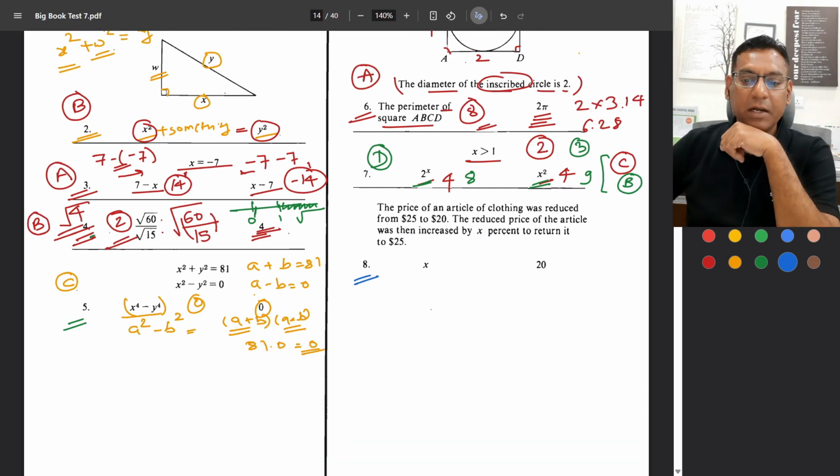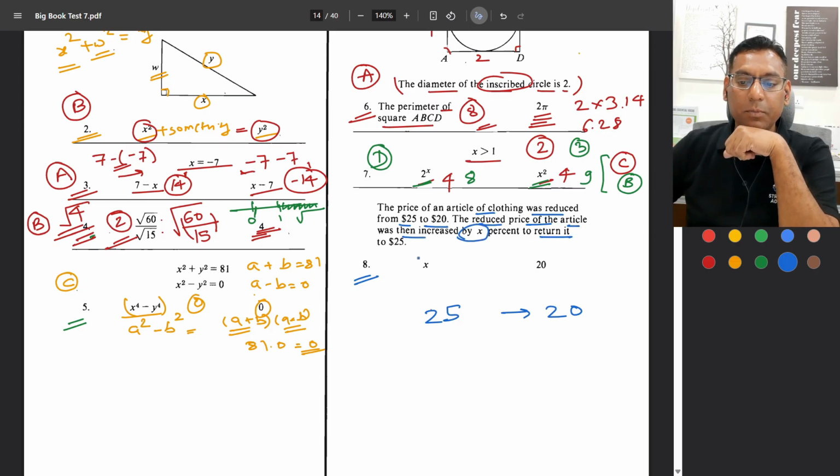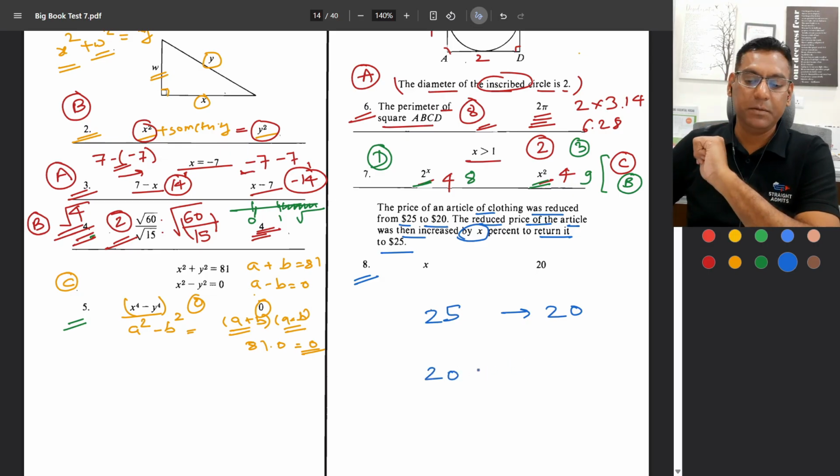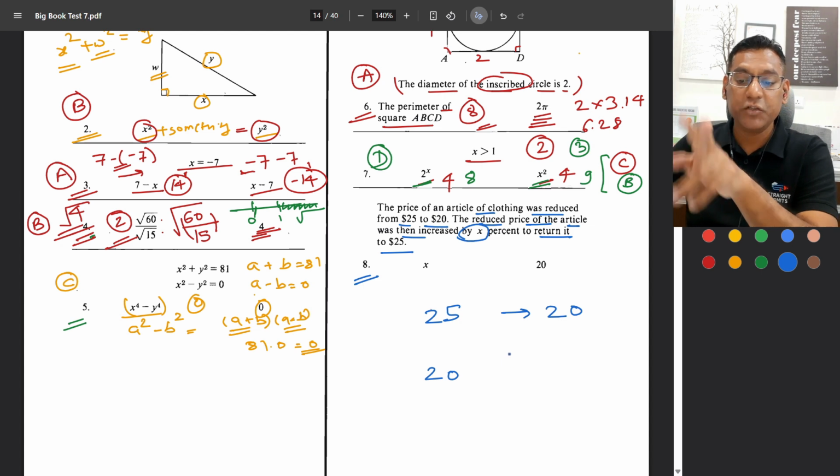Okay, let's look at question 8. The price of an article of clothing was reduced from $25 to $20. Okay, it was 25 earlier, now it is 20. The reduced price of the article was then increased by X percent to return it to $25. So increased by X percent. Okay, that means, how much did I increase it by? Let's do it in absolute sense first.